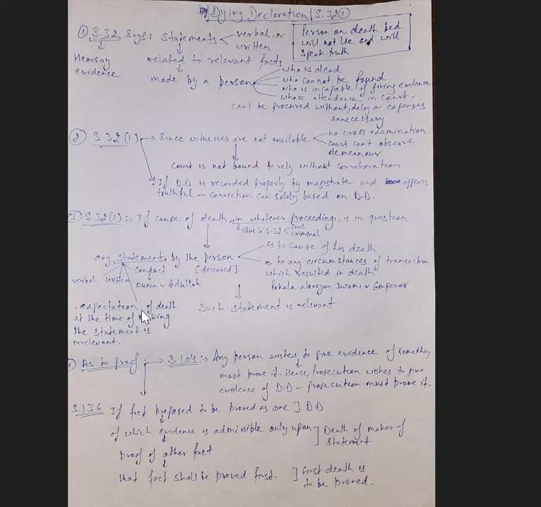Then, expectation of death at the time of making the statement is irrelevant. Meaning thereby, the person is not required to be under the expectation that he or she is going to die while making the statement. So basically, dying declaration means a statement made by a person as to the cause of his death or any circumstances of the transaction which resulted in death, and after making the statement the person is no more, he has died.